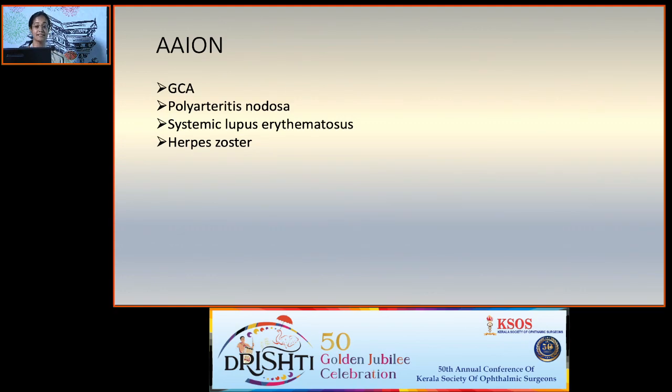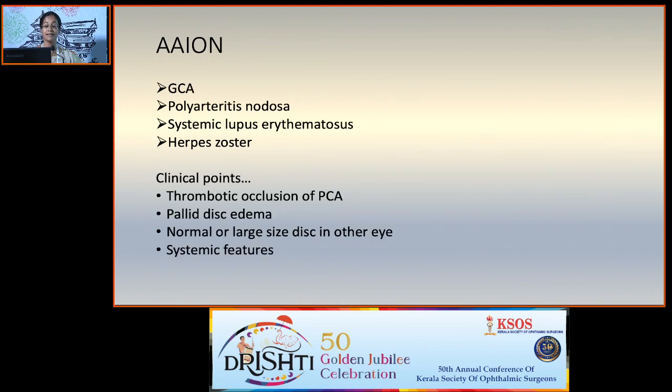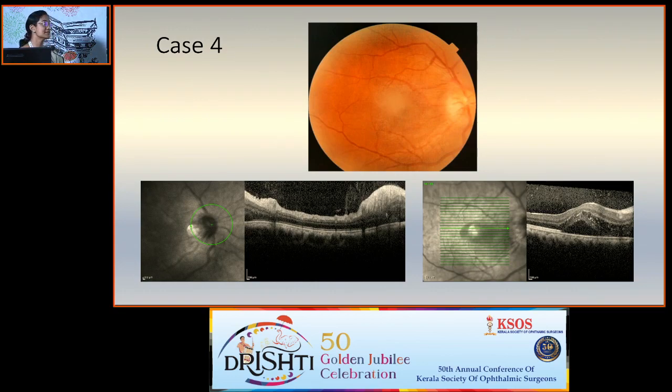Coming to the arteritic variety, it is because mainly of GCA, and other causes are there. The clinical points you have to remember are that the other eye disc will be either normal sized or large sized, and the pallid disc edema will be there, with associated systemic features. So this was an interesting case.